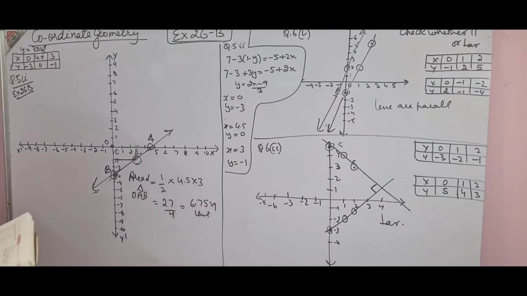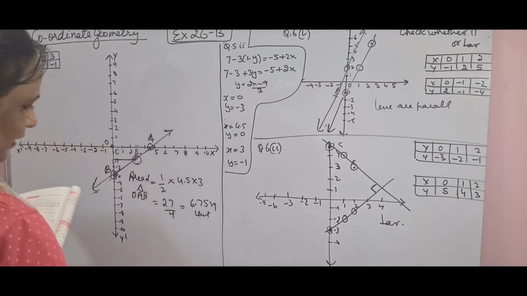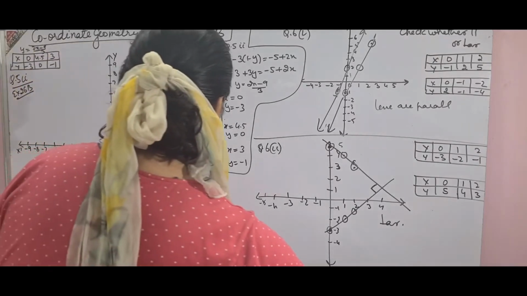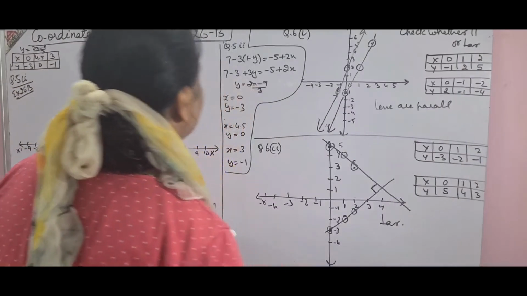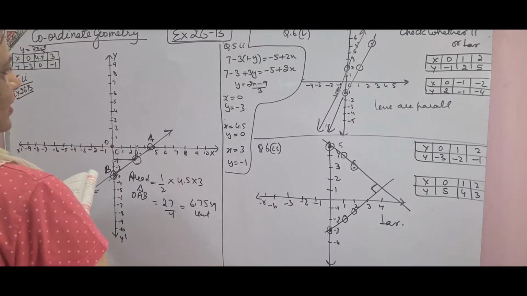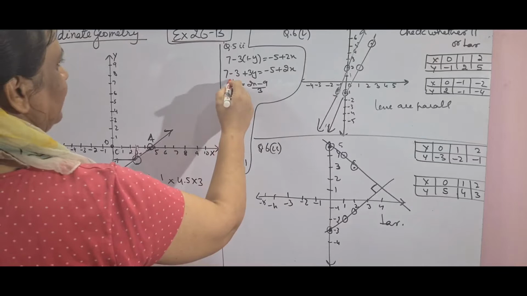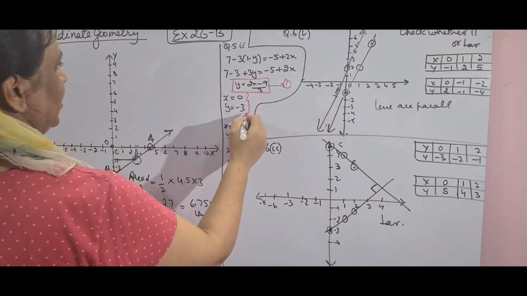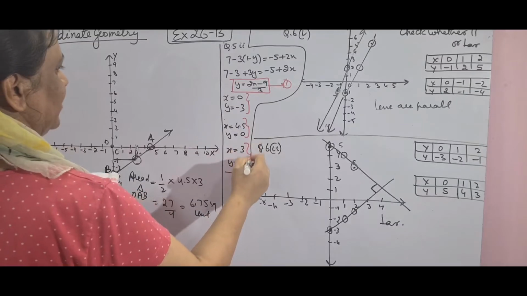See, question number 5th, second part, it has been given the equation that 7 minus 3 bracket 1 minus y is equal to minus 5 plus 2x. So y is equal to 2x minus 9. After solving, this is the equation I got. Then I put the values, x is equal to 0, x is equal to 4.5, x is equal to 3.